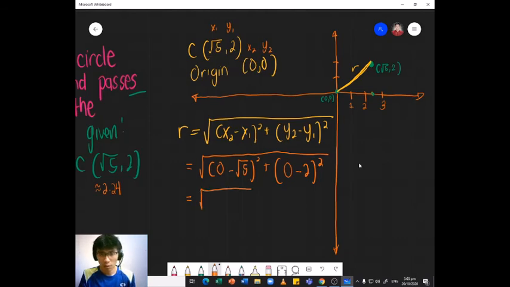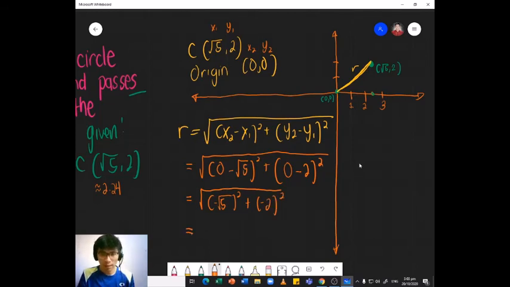So if we're going to simplify this one, 0, so no value at all. We have value, but any number subtracted to 0 is itself. So it will become here negative square root of 5 squared plus negative 2 squared. Okay, continue simplifying, ladies and gentlemen.